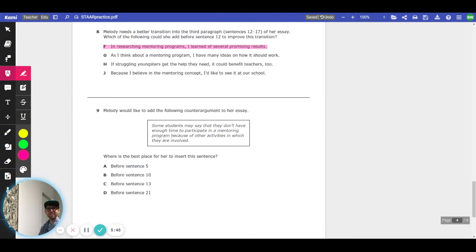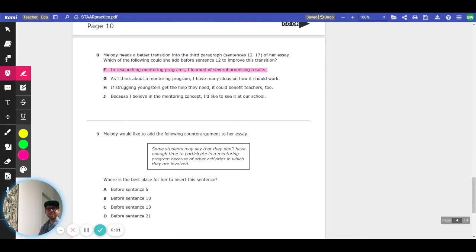She wants to add a counter argument to her essay. Where is it going to fit? So we can go look at these sentences and see what they have to say. We already know from class that generally, a lot of times you will introduce your counter argument at the end of your essay. So maybe we'll start from 21. And then this counter argument is that some students might say that they don't have enough time to participate in a mentoring program because they're involved in other activities. So I think the key here is time.